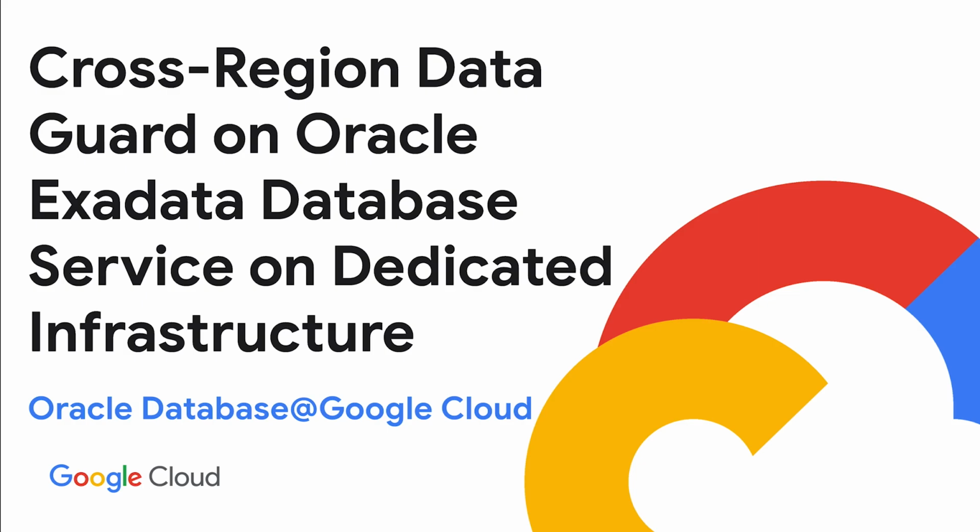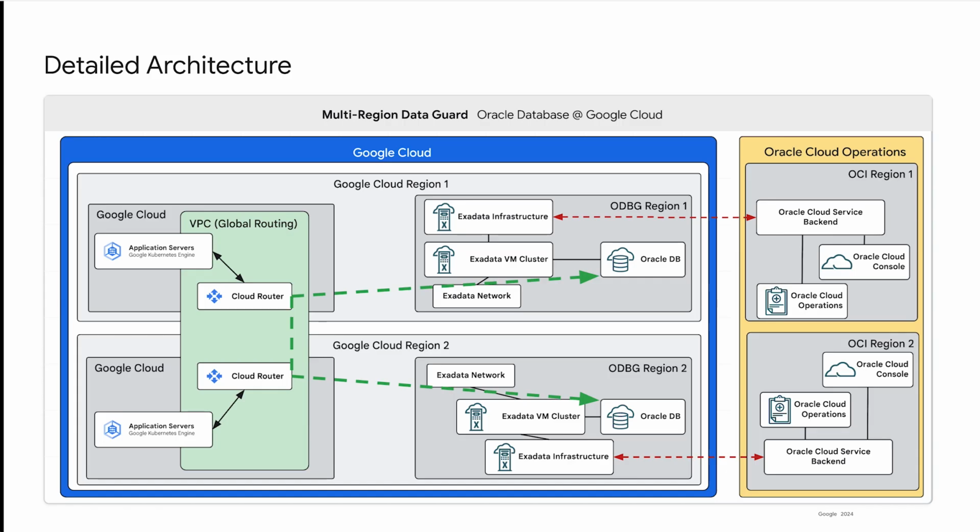Let's configure cross-region Data Guard on Exadata with Oracle Database at Google Cloud. Google's global routing capability in VPCs allows resources in one region to communicate with resources in another region, with no VPC peering required. Using a VPC with global routing allows us to easily configure cross-region Data Guard over the Google network backbone. Replication traffic flows from the Exadata in Region 1 through the global VPC to an Exadata in Region 2.